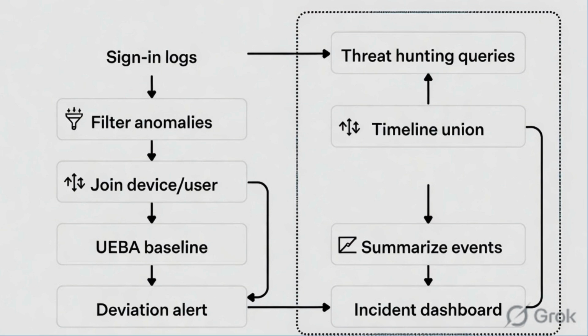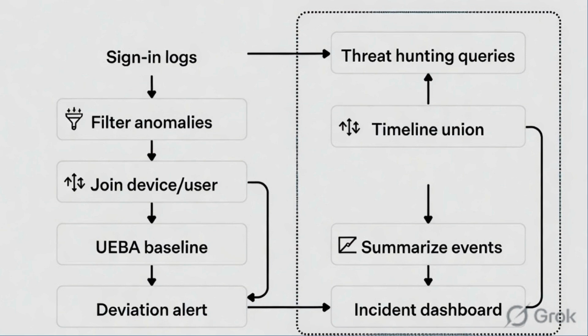On the right, threat hunting queries start the hunt. Search for suspicious patterns like rare processes or lateral movement. The timeline uses union asterisk across security logs, pulls everything together, sorted by time. Then summarize events per entity or attack stage. Fast pivot to an incident dashboard for investigation and response.